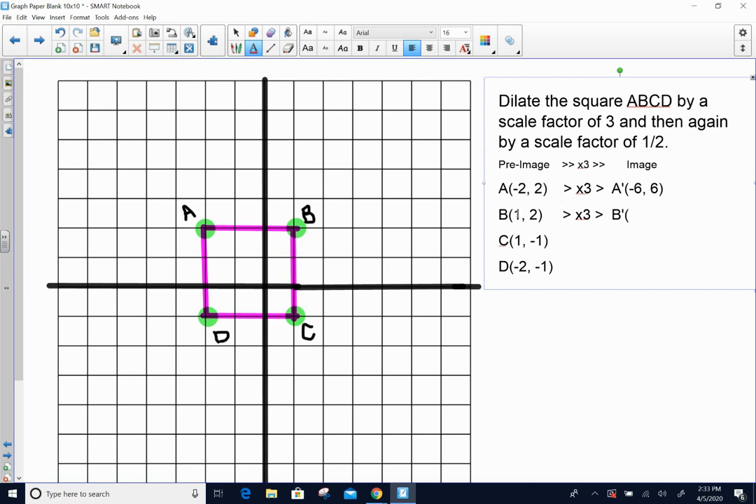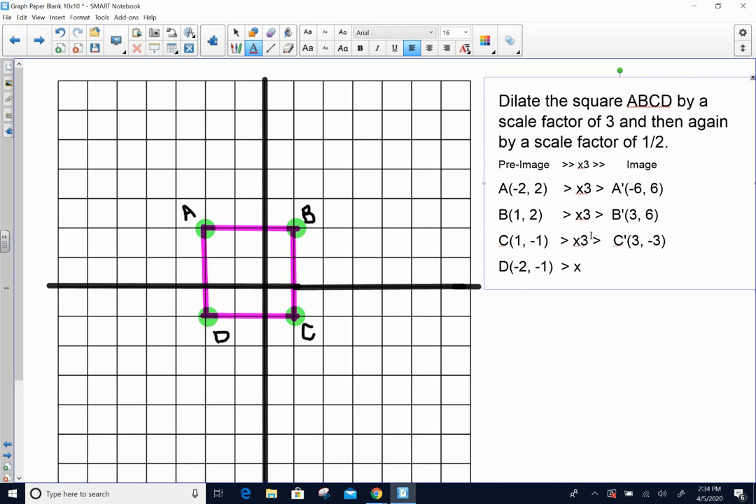All right, 1 times 3 is positive 3. 2 times 3 is positive 6. I'm going to check my math here as I'm doing it. C prime, we're going to multiply both of these by 3. 1 times 3, positive 3. Negative 1 times 3 gives me a negative 3. Negative times a positive gives me a negative.